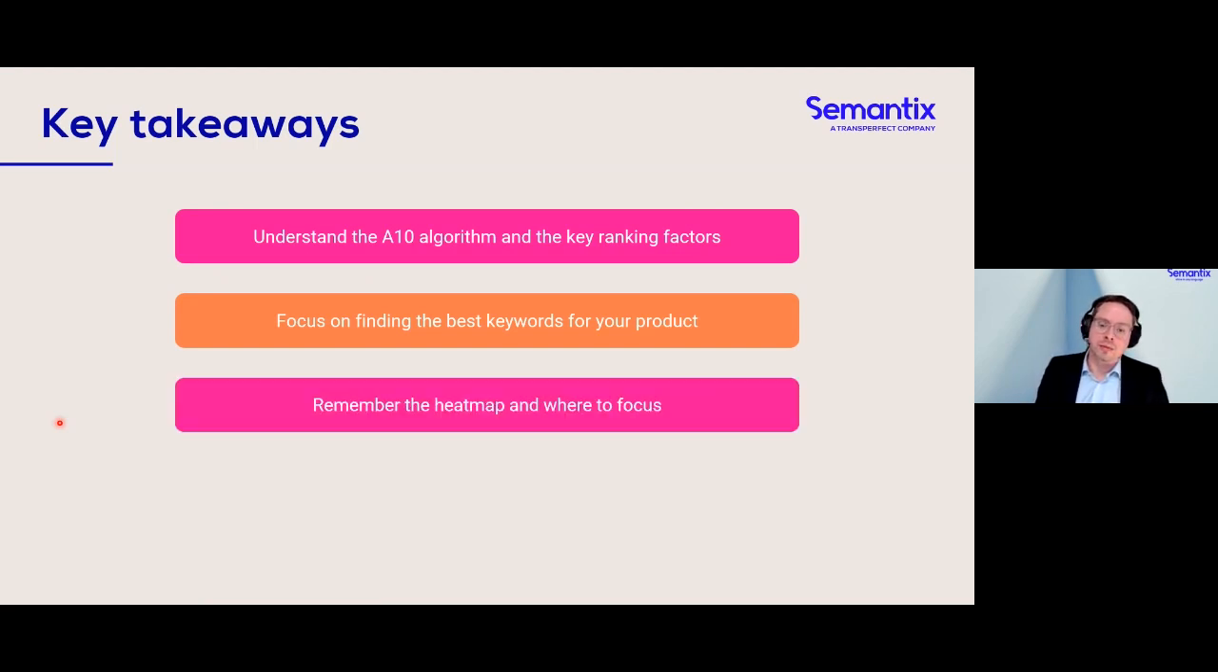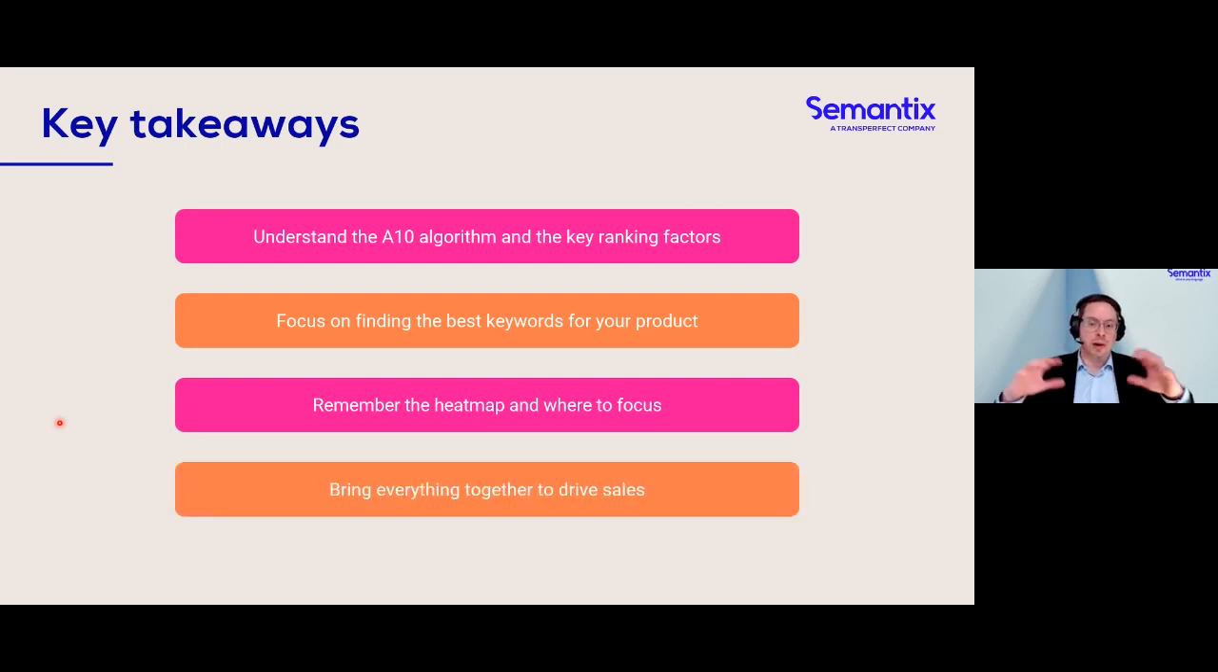And remember the heat map and where to focus your time and attention. You have a limited amount of real estate on a product listing, and it's important that you get it right. So nail that product title, get that key visual in place, and make sure that your bullets are front loaded. And then you're probably in a really good place, obviously, with your keywords. But just remember where to use your time and energy in terms of the listing itself.